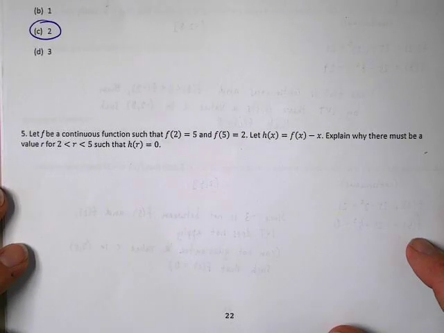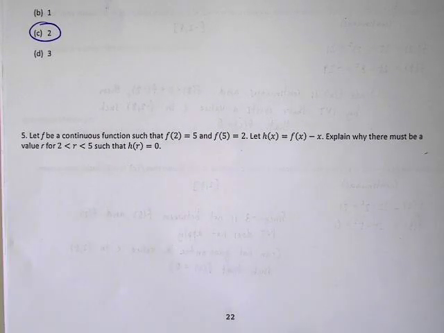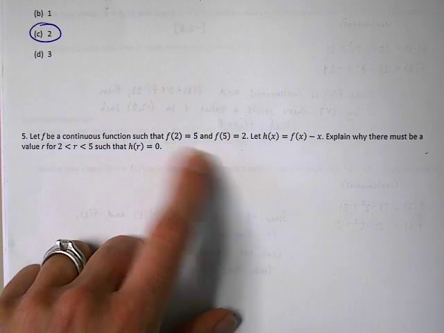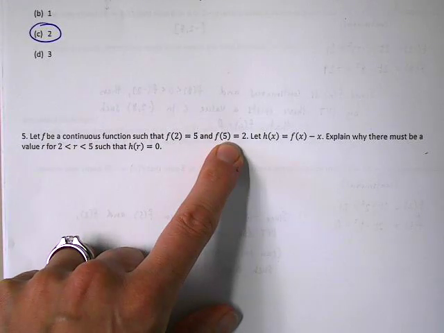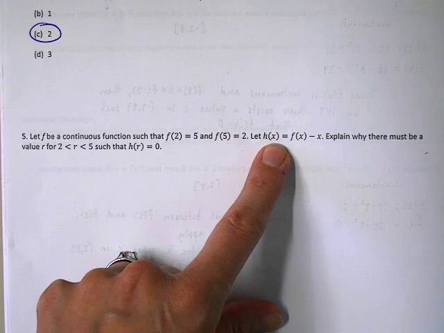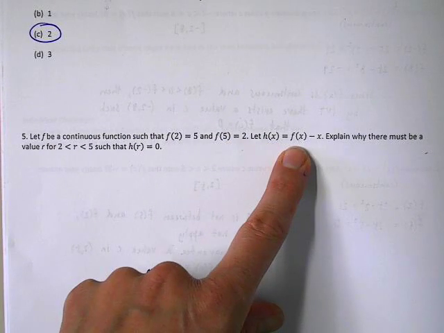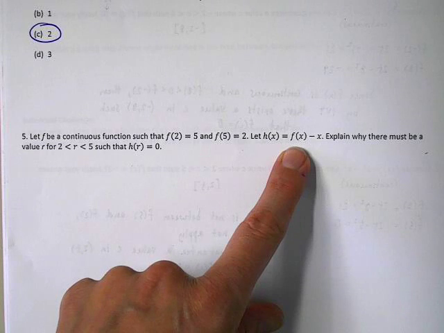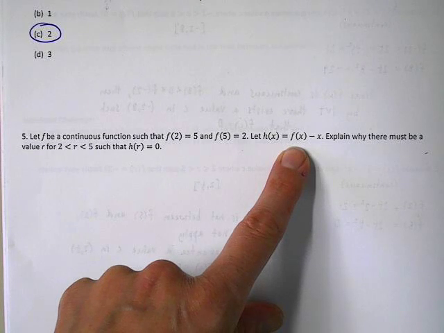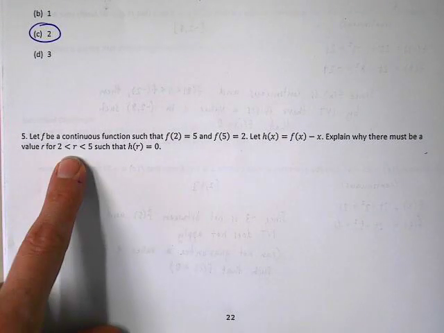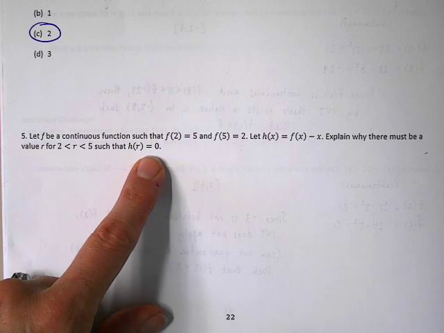All right, last problem here. Number 5 says, let f be a continuous function such that f of 2 equals 5 and f of 5 equals 2. Then it says, let h of x equal f of x minus x, and explain why there must be a value r on the interval from 2 to 5 such that h of r equals 0.